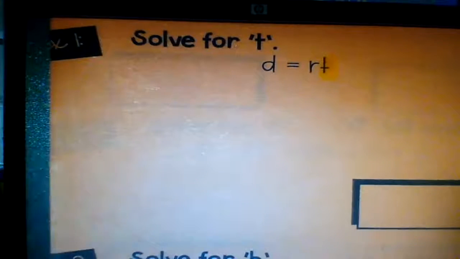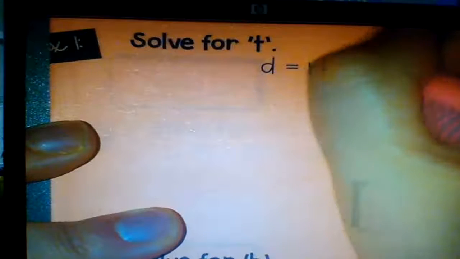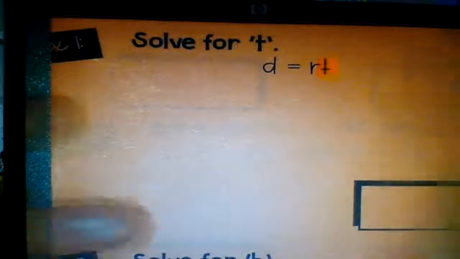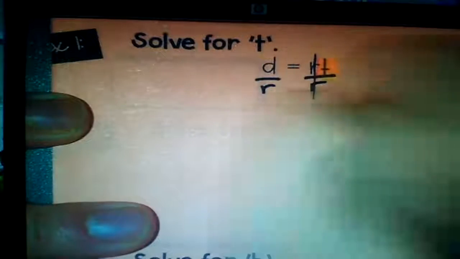So I want to solve this for T. So my job is to get this all by itself. There we go. Okay, so my job is to get that all by itself. How do I remove R from T? Divide. It's being multiplied. So the R's cancel and D over R equals T.